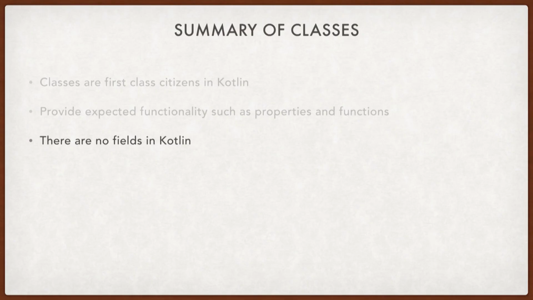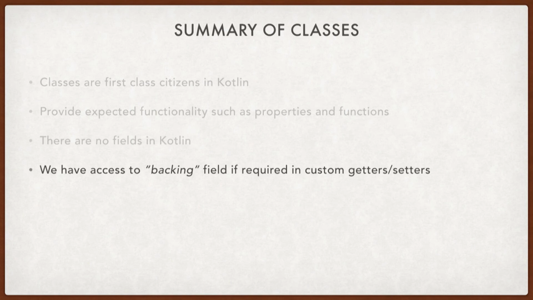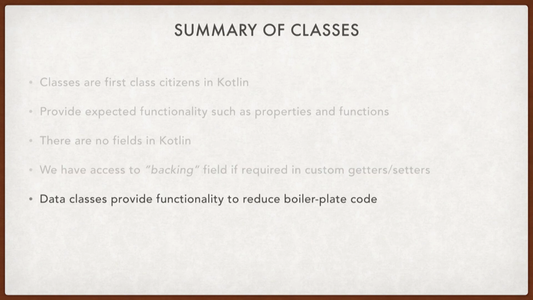So to summarize some of the things we've seen with classes in this part, classes are first-class citizens in Kotlin. They provide expected functionality such as properties and functions, as we've seen. There are no fields in Kotlin. This is one peculiarity. There is the concept of the backing field, which we saw that we can use in getters and setters. We have access to this backing field, and we'll use this a little bit further on in the course as well as in the advanced course to see some other usages for it.